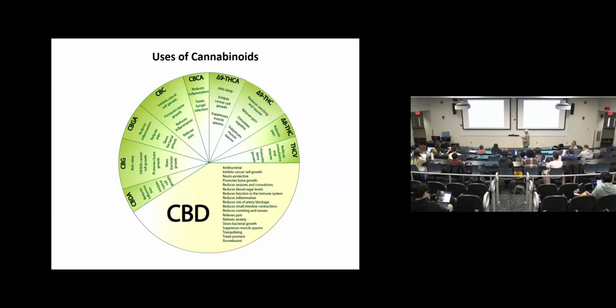So if we look at CBD, I'll just read this. You imagine looking at one compound potentially having these positive effects. It's antibacterial. It's been reported to inhibit cancer cell growth. That's huge. It's a neuroprotective. It promotes bone growth. It reduces seizures. That's clear. There's at least one medicine on the market that is actually there for treating seizures, and it's CBD.